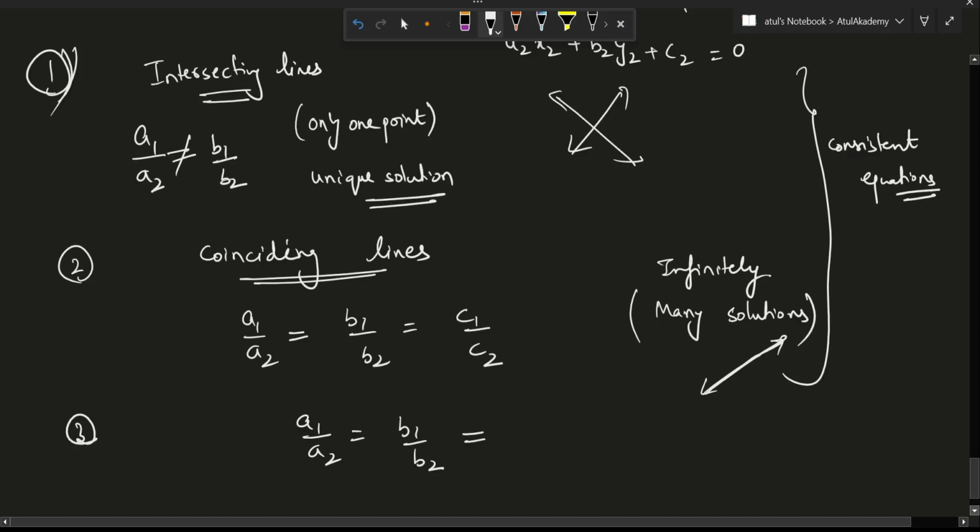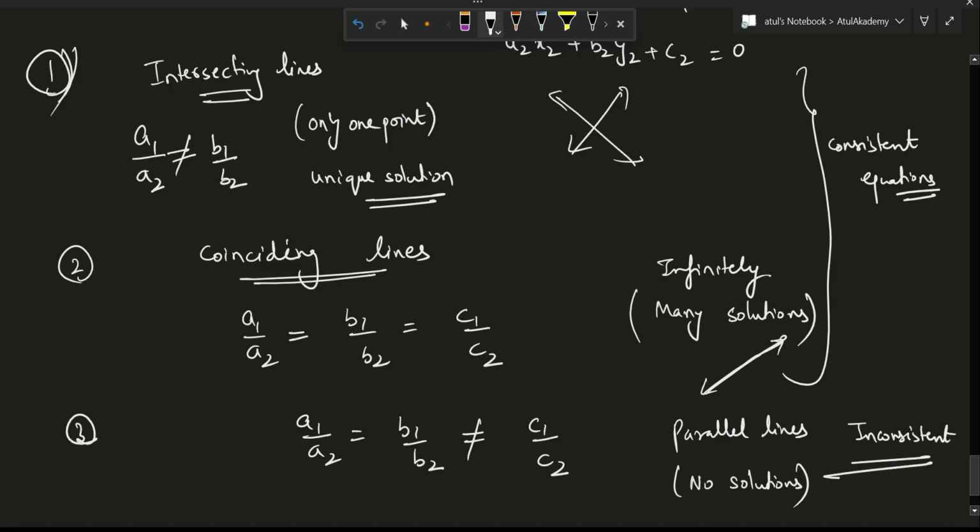Then the third one: you check that a1 by a2 equals b1 by b2, but it is not equal to c1 by c2. Then the lines are parallel lines, meaning there is no solution and the system of equations is inconsistent. I hope this part is clear.